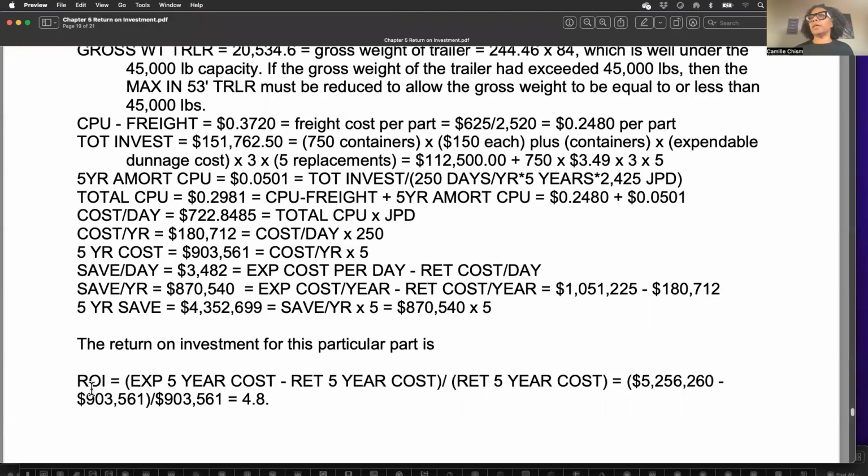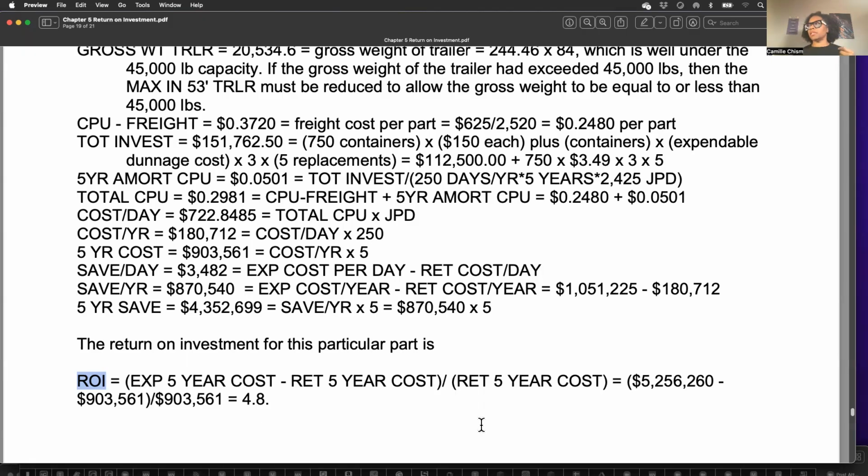So here, in the end, you've got your return on investment. It's taking the cost over 5 years for the expendable, subtracting out the costs over 5 years for the returnable, and then dividing that by the returnable cost for 5 years. And they come up with the answer of 4.8. That's how they calculated that return on investment in the end.